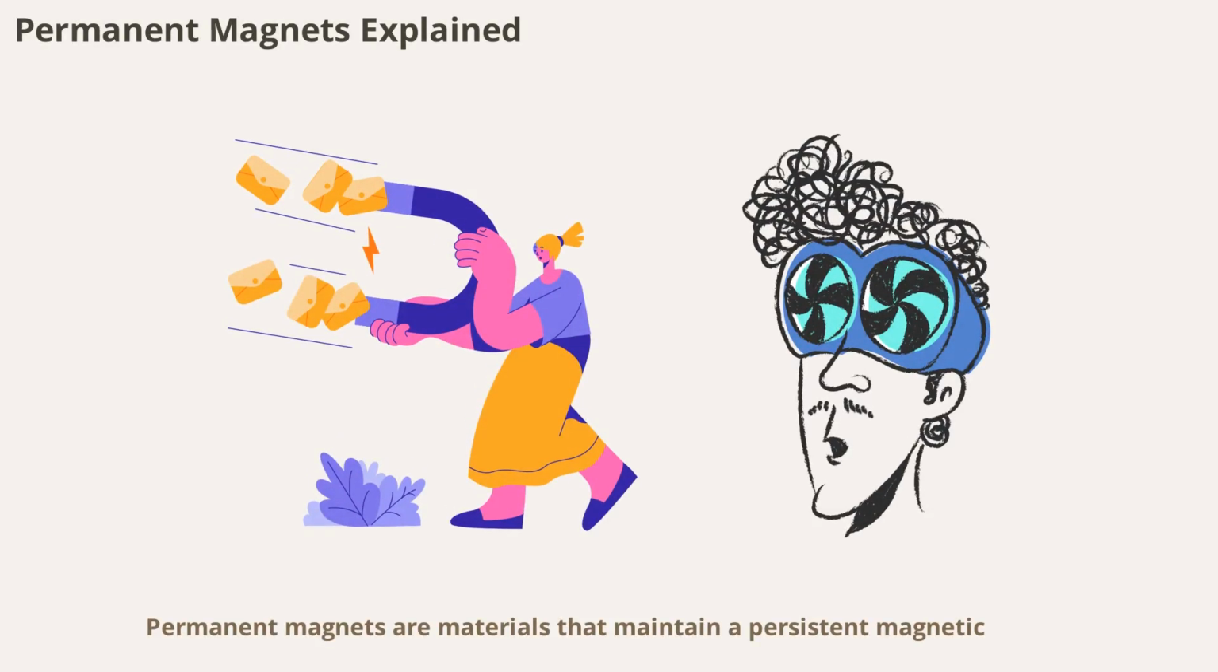Permanent magnets are materials that maintain a persistent magnetic field without the need for an external power source. They are made from materials with high retentivity and coercivity, such as certain alloys of iron, cobalt, and nickel. Permanent magnets are used in countless applications, from refrigerator doors to electric motors. Their ability to provide a stable magnetic field makes them indispensable in technology and industry.